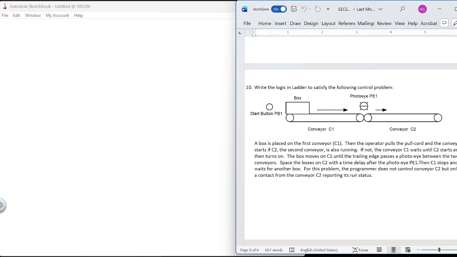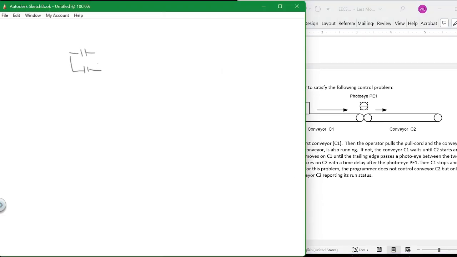So basically what you have to do is the basic problem, which is seal the circuit. When it says run, you say, okay, I'm going to run. But the run is not the one that runs the conveyor. The run says, please get the box to conveyor 2. So this just says run conveyor 1, please. It's a run please button.